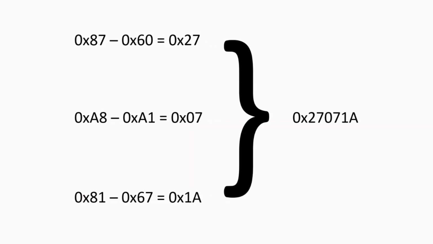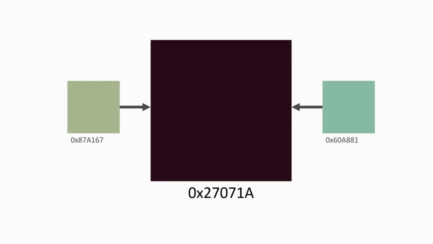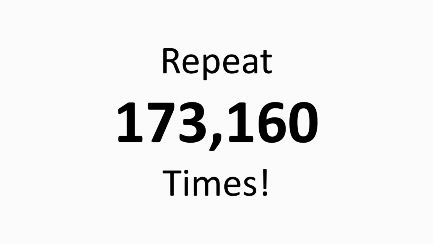Here, I'm just smashing them back into a single hex code by using bit shifting once again. Here's what the color will look like. And there you go. Now we just have to do this again 173,160 times, and we'll have a new image. It'll be beautiful. Just kidding. We'll have a program do this for us in a matter of seconds.